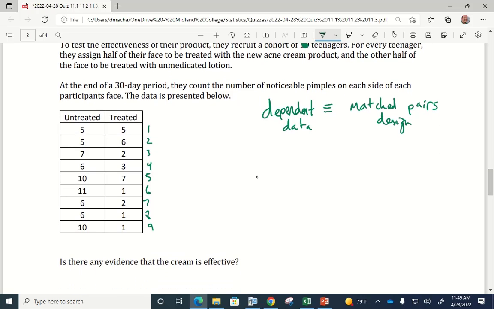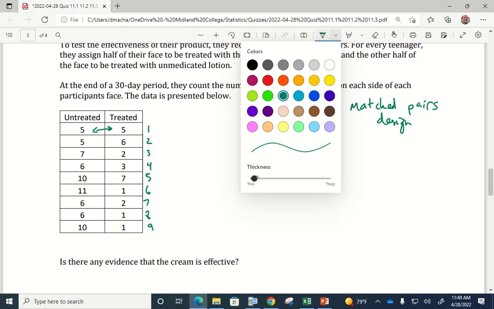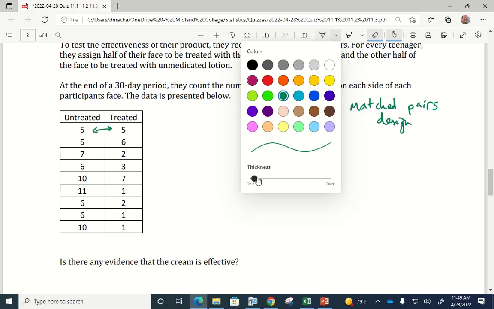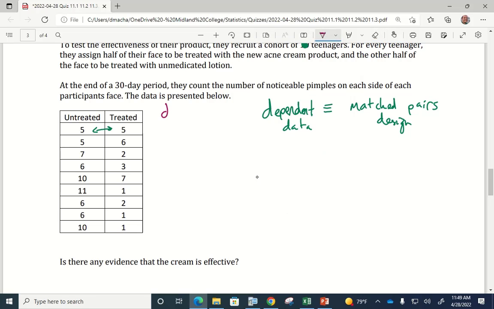So obviously the matched pairs are the two sides of somebody's face. And the way that we deal with this in our hypothesis test is, my method here is I'm going to calculate differences. And my difference is just going to be the untreated minus the treated.